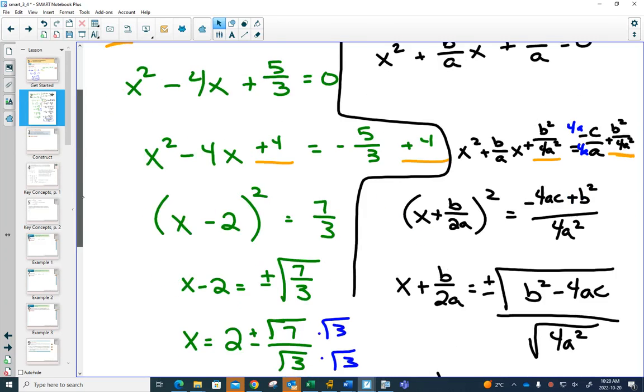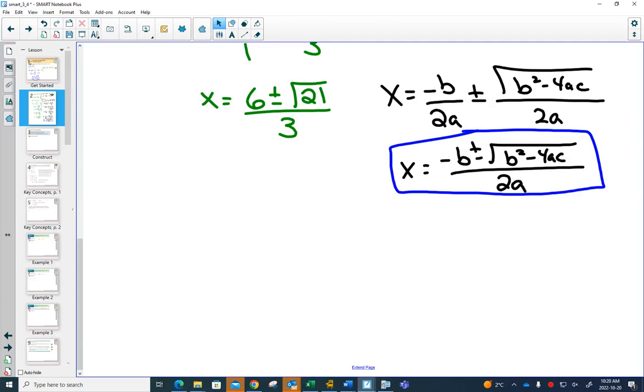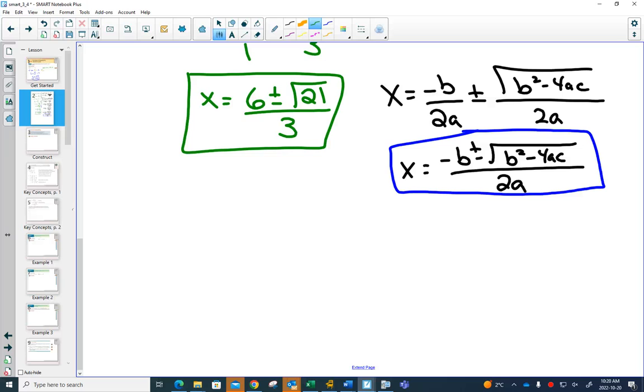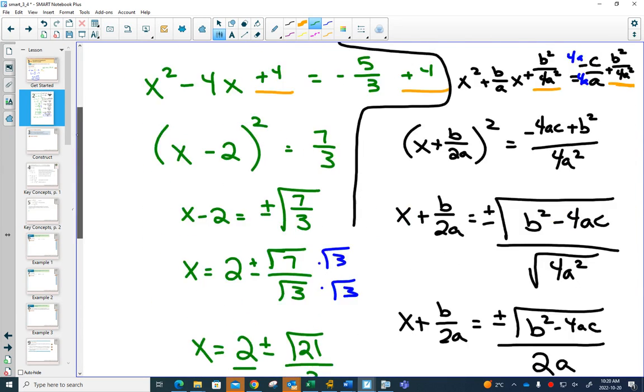Let's, just for fun, I'm going to show you how the formula would have worked. We know this is the answer to the one that we just got. We are now going to take that one, which was 3x squared minus 12x plus 5 equals 0, and use the formula. Did I get all my numbers right? Yes.